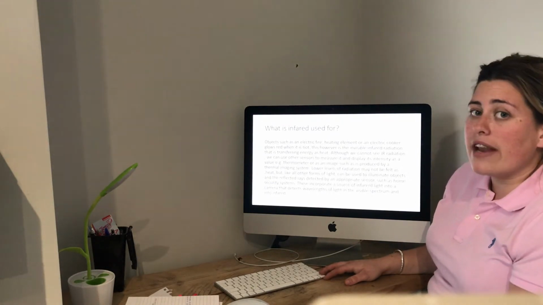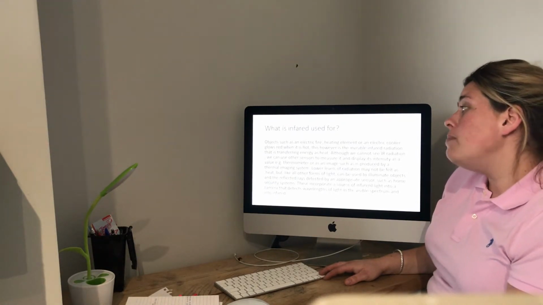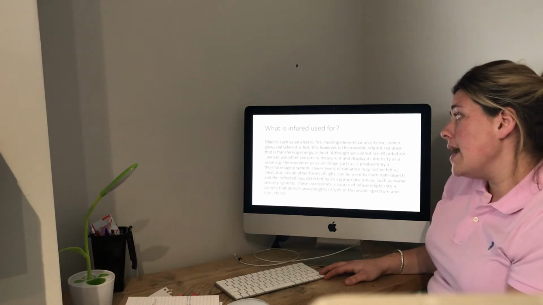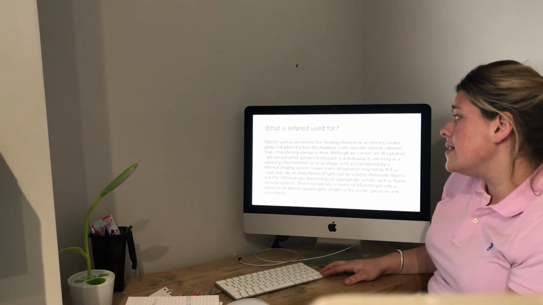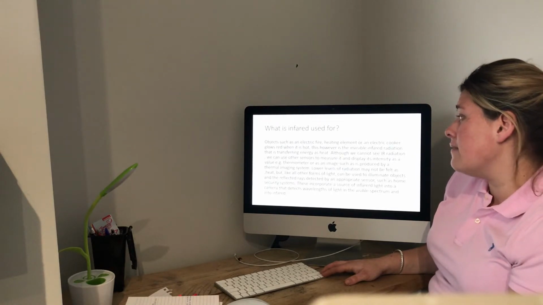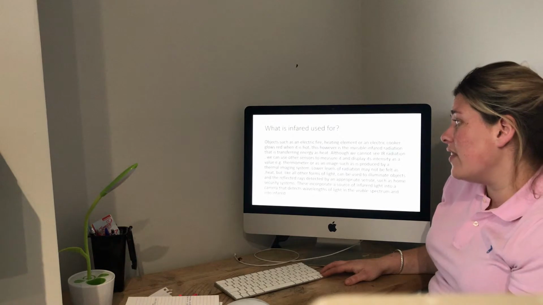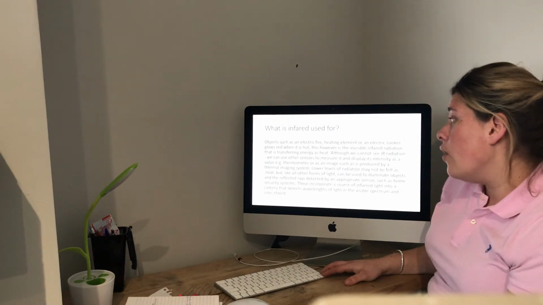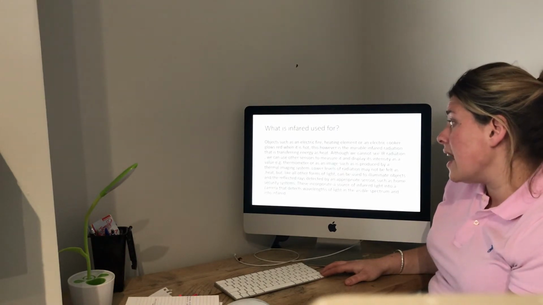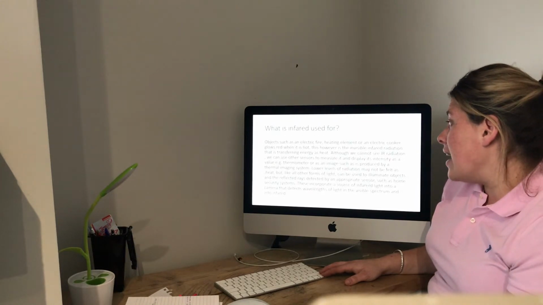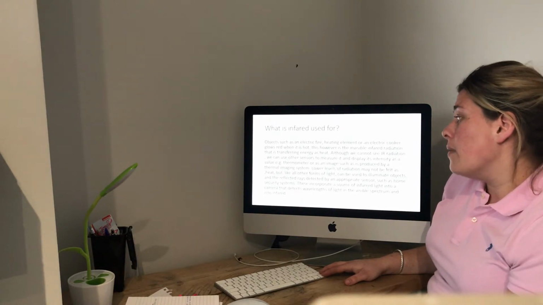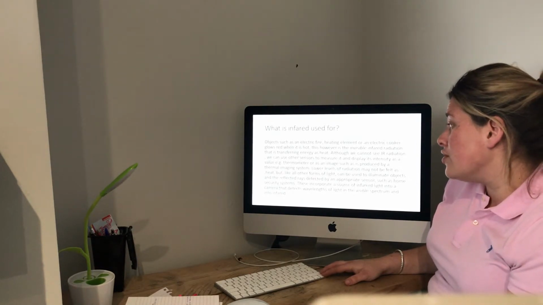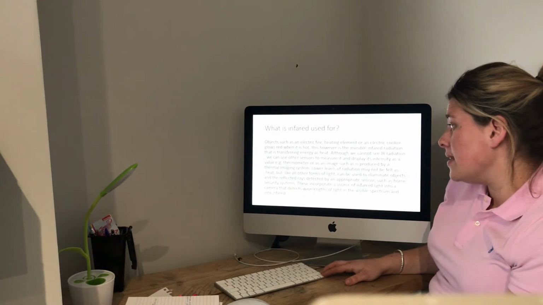What is infrared used for? Objects such as an electric fire, heating element, or an electric cooker glow red when they are hot. This, however, is the invisible infrared radiation that is transferring energy as heat. Although we cannot see infrared radiation, we can use other sensors to measure it and display its intensity as a value, for example a thermometer, or as an image such as produced by a thermal imaging system.